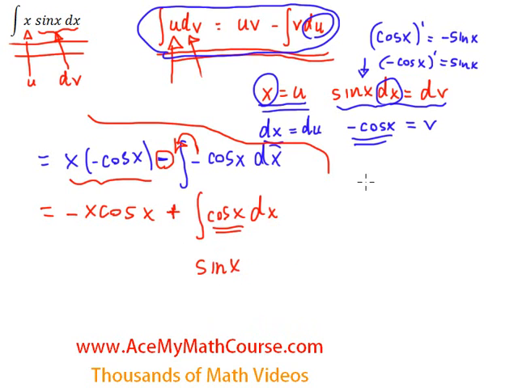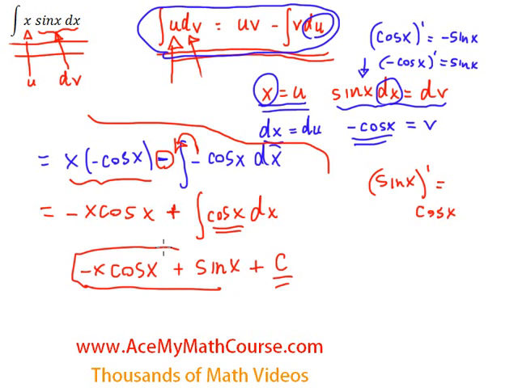x, because remember that the derivative of sine of x is just cos of x. There we go. And of course we need to add a constant at the end. So that's it. Negative x cos x plus sine x plus c.